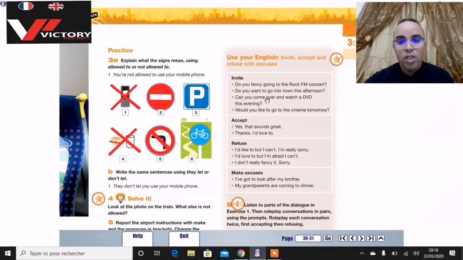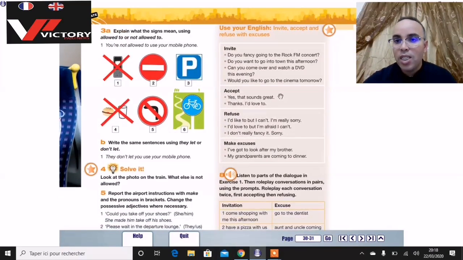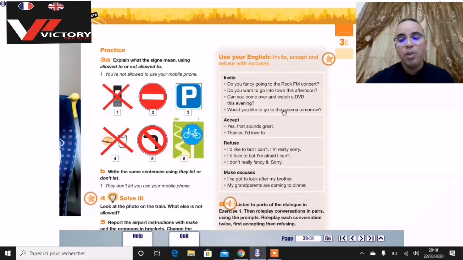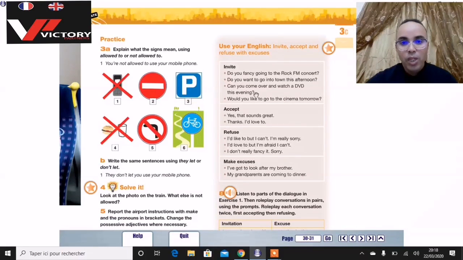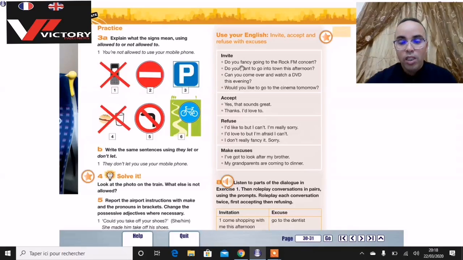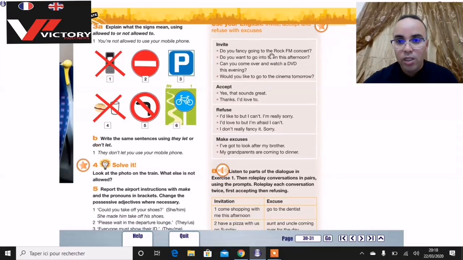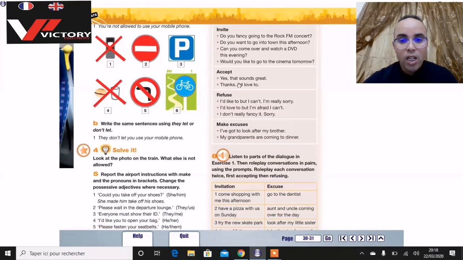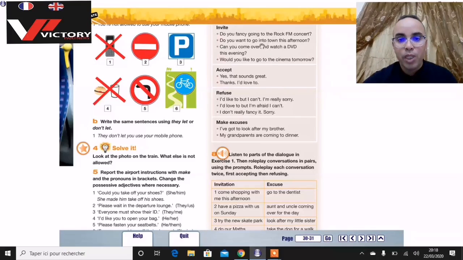Now we will move to talk about a language function. Here we are going to talk about the different expressions that we use in order to make and respond to an invitation. Here we have the expressions we use to invite someone to do something. You can read them. Then how do we respond to these expressions? We either accept or refuse. If you accept, you use one of these expressions. And if you refuse, you use these expressions, and then you make excuses.